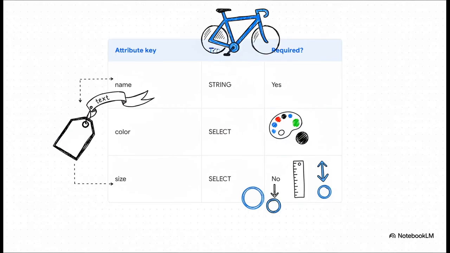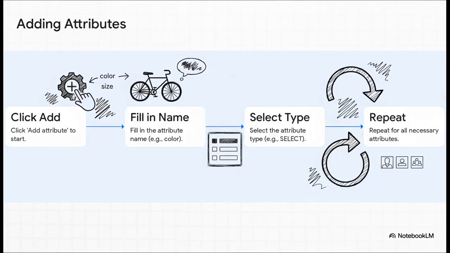Now we have to define its structure. This table right here is our plan. Every single bike will have a name, which will be a string of text, and it's required. It can also have a color and a size, which will be options you can select, but those aren't mandatory. So, to build out the model, we just add each attribute from our plan. We click Add Attribute, we fill in name, then color, then size, and we make sure to assign the right type to each one. Once those are in, our bike blueprint is officially defined and ready to go.